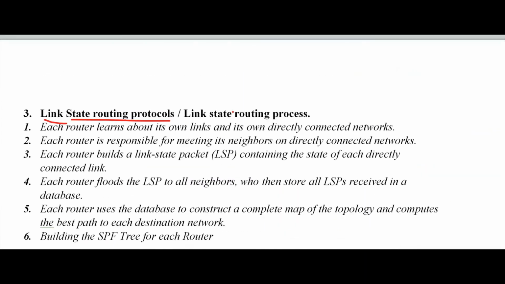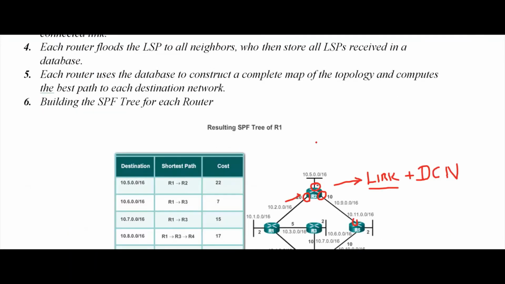So this is step number 1: each router learns about its own links and its own directly connected networks. I'm going for the second step. What is the second step? Each router is responsible for meeting its neighbors on the directly connected networks. On the directly connected networks, they are going to meet the neighbors.